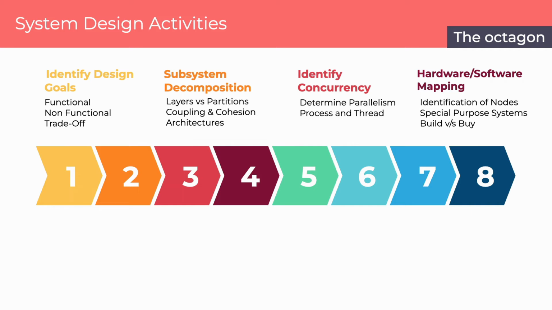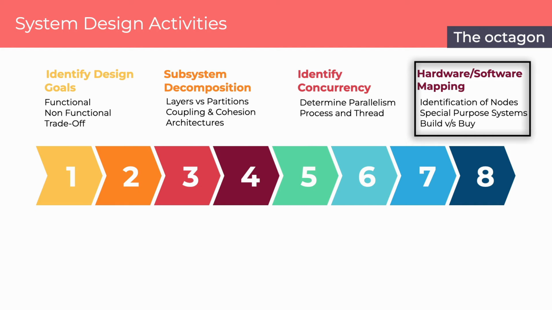Hardware and software mapping. In this step, we focus on picking up the right hardware and software that is required to support a system. We perform system throughput, data storage, and bandwidth estimates for a system. We review if some special purpose systems can be used to solve certain kinds of problems with ease, thus saving us valuable development time and effort.